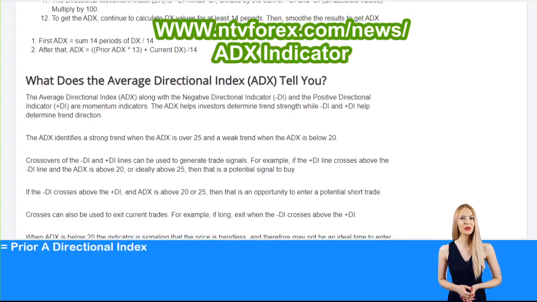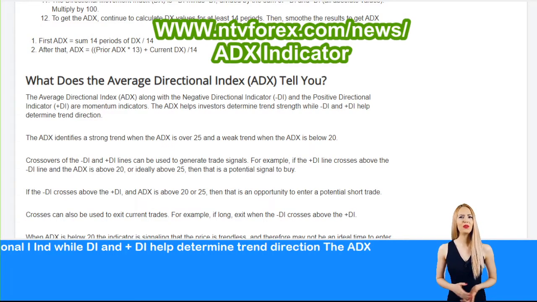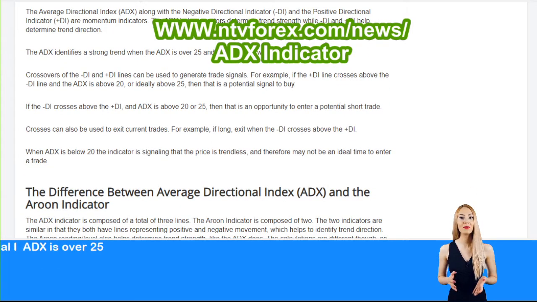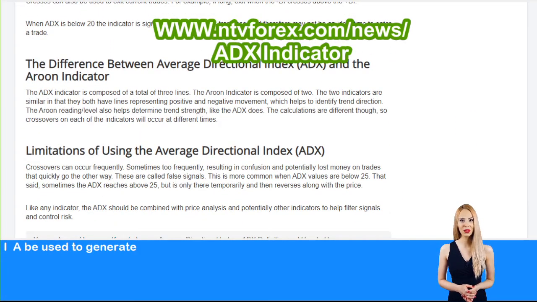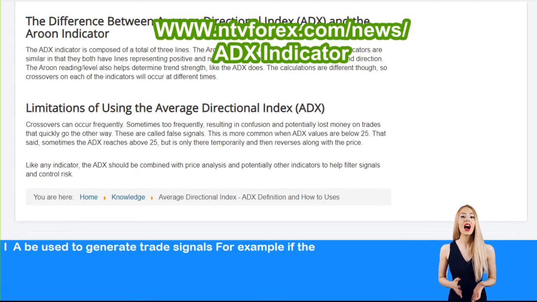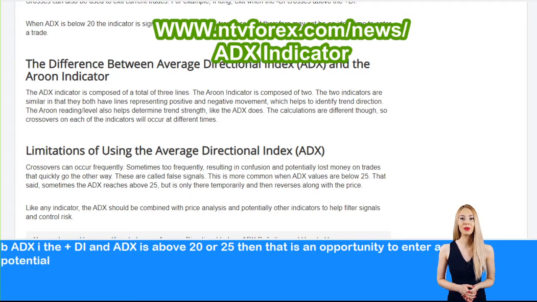What does the Average Directional Index, ADX, tell you? The ADX, along with the negative directional indicator, -DI, and the positive directional indicator, +DI, are momentum indicators. The ADX helps investors determine trend strength while +DI and -DI help determine trend direction. The ADX identifies a strong trend when the ADX is over 25 and a weak trend when the ADX is below 20. Crossovers of the +DI and -DI lines can be used to generate trade signals. For example, if the +DI line crosses above the -DI line and the ADX is above 20, or ideally above 25, then that is a potential signal to buy. If the -DI crosses above the +DI, and ADX is above 20 or 25, then that is an opportunity to enter a potential short trade.